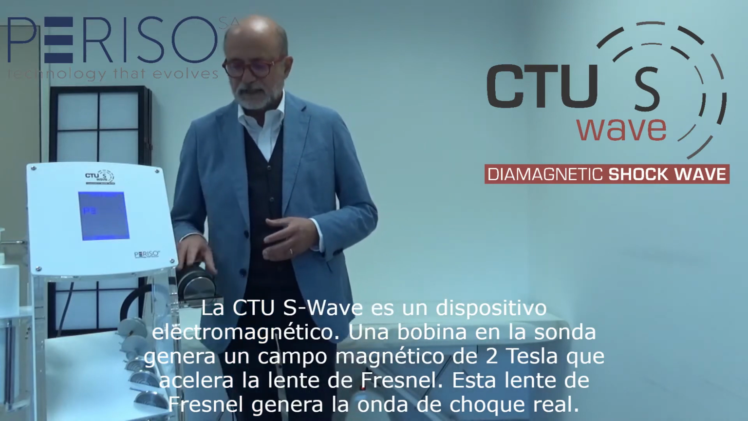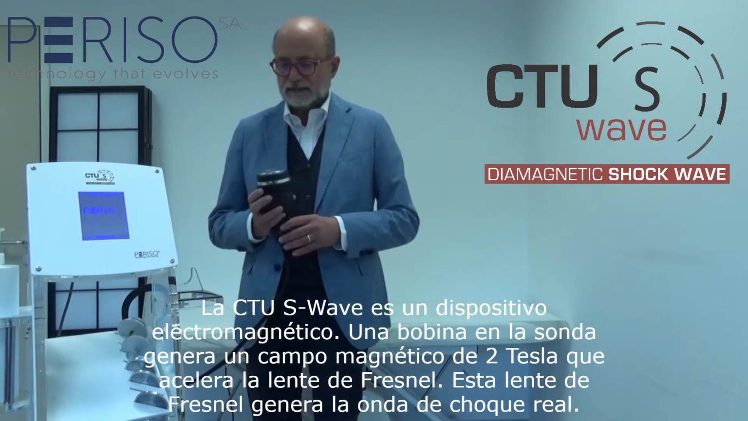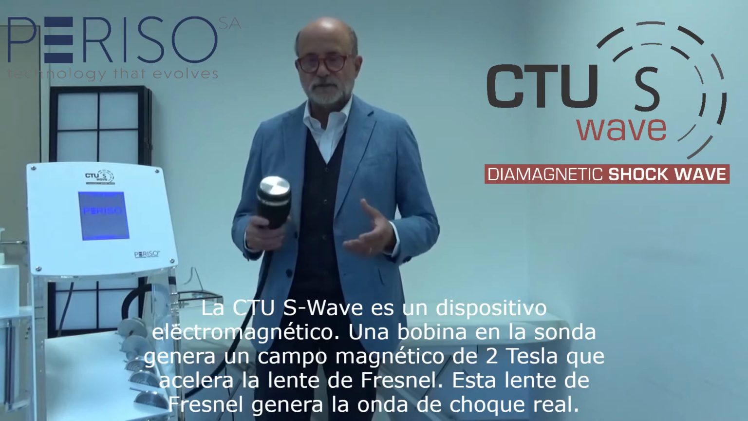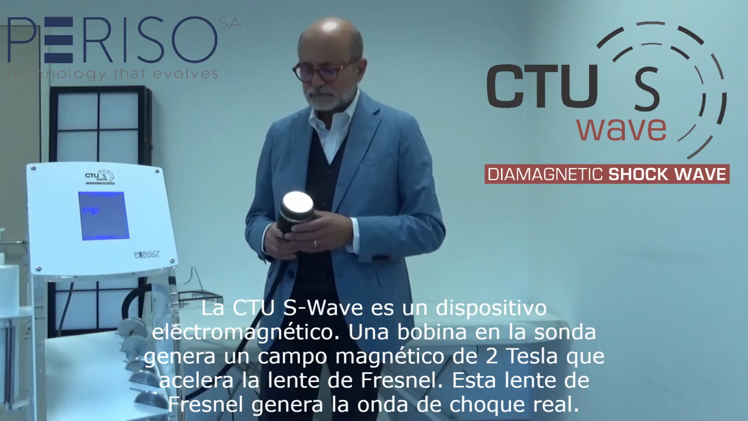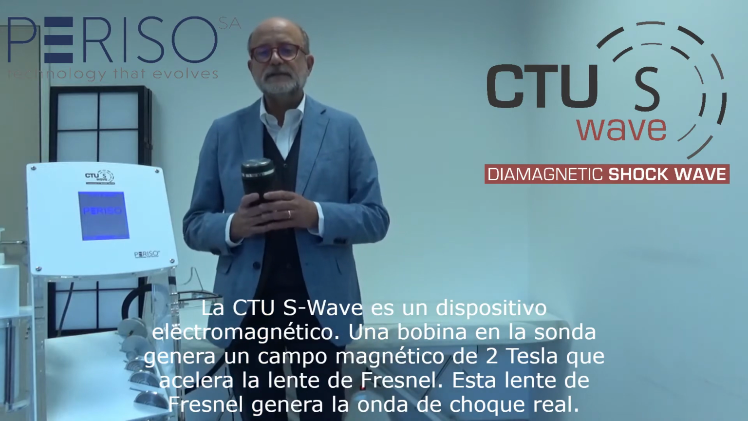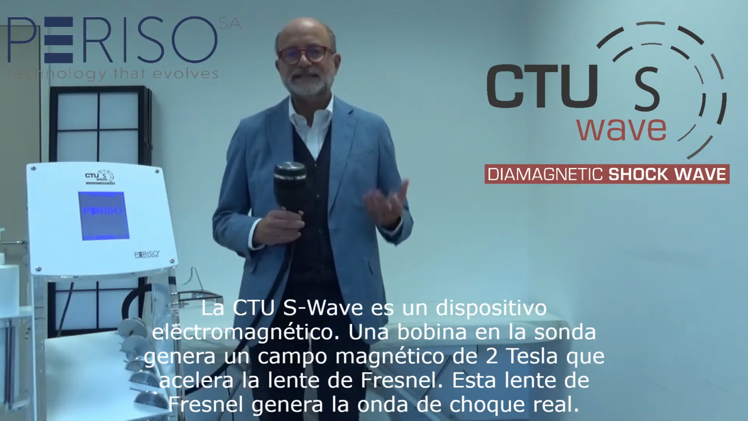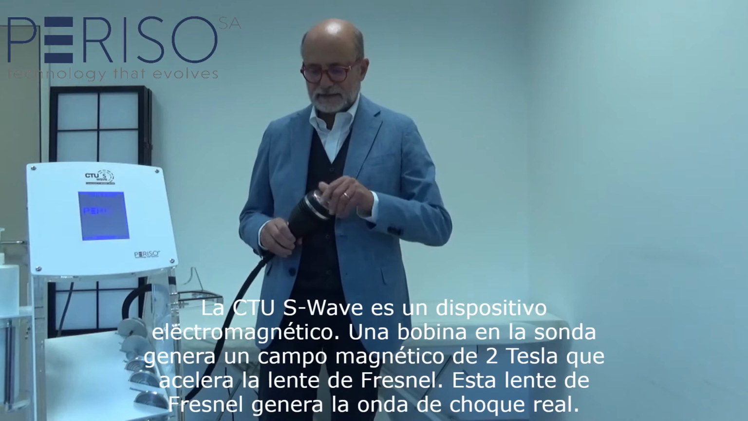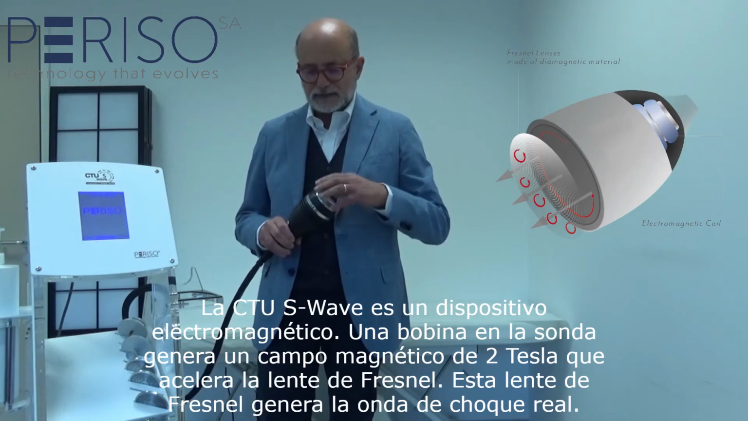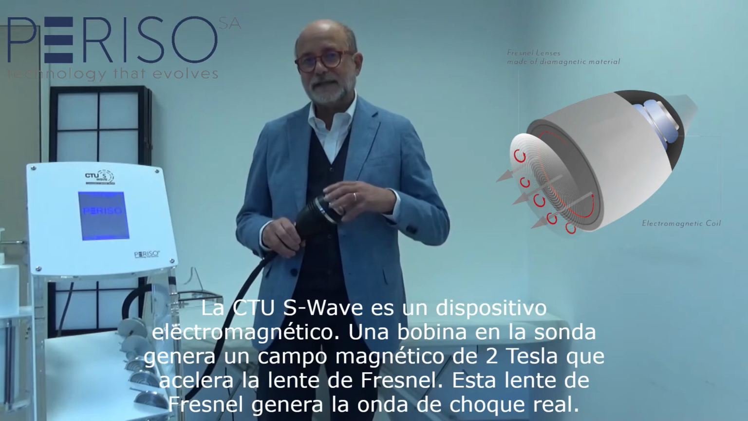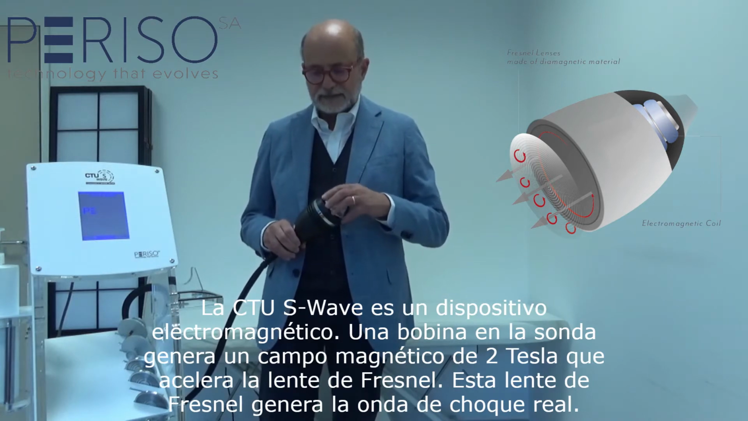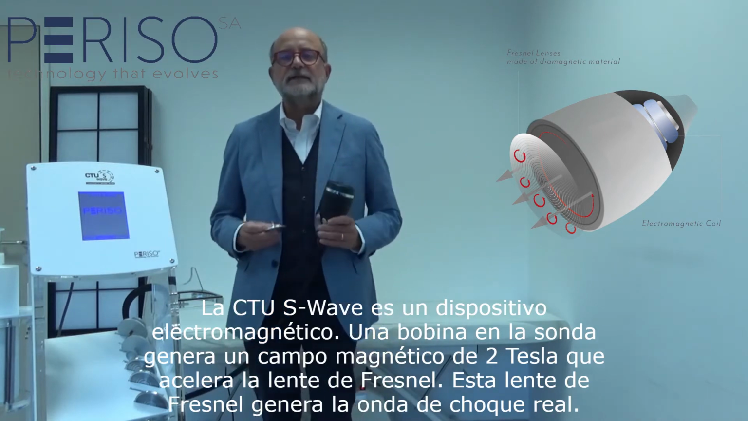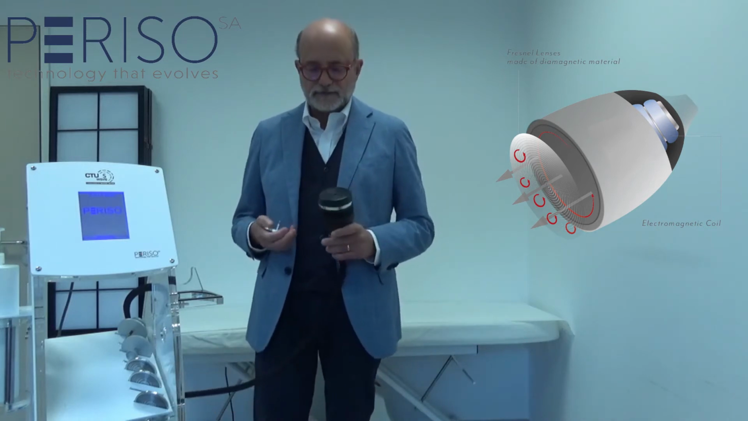The functioning of the machine is based on a coil that is inside the probe, the handpiece that you use normally to treat the people. The electromagnetic coil delivers a high intensity, up to 2 Tesla, of electromagnetic source, and this is very important because it is the amount of the magnetic energy, of the magnetic flow, that is needed to produce the mechanical effect that on its own generates the shock waves.